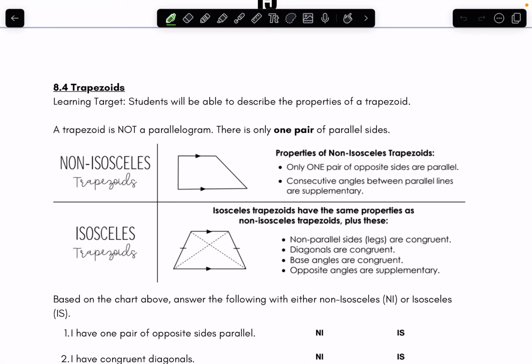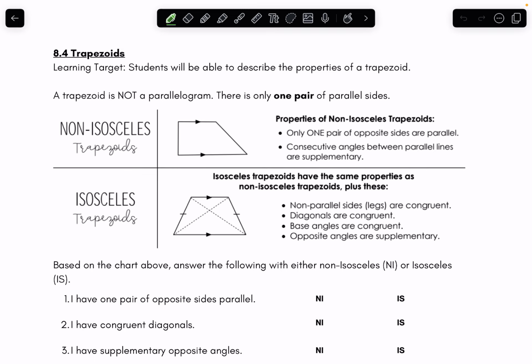So the next shape we're going to go over is trapezoids. Trapezoids are our first example of a non-parallelogram shape. There is only one pair of parallel sides in a trapezoid. Now there are two different types: non-isosceles and isosceles.